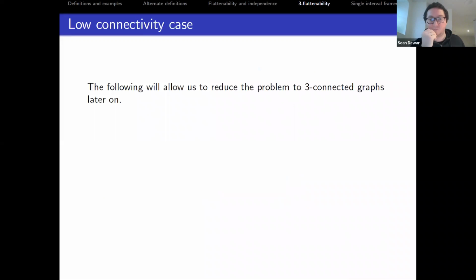Okay. We've got a few cases to cover. The first one is going to be low connectivity cases. This will allow us to reduce the problem to 3-connected graphs only later on, which is going to be a lot easier. By low connectivity, I mean disconnected is easy to do. You can always assume these graphs are connected, because if they're disconnected, you can just do one component or the other. So 1-connected and 2-connected. They're the 2 cases, not 3-connected and not 2-connected but connected, I guess. Well, I'll explain in a second.